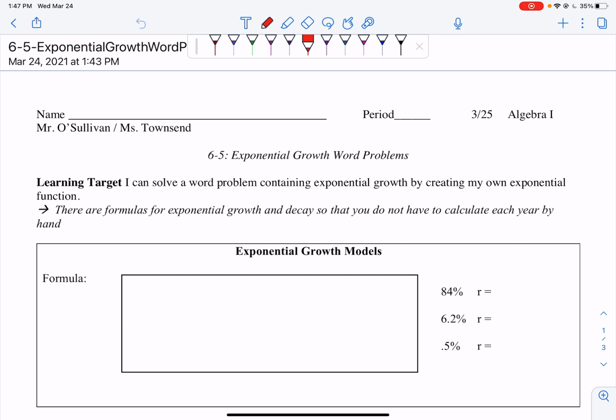So what we're going to be doing today is learning how to write this equation to find out what happens in certain years. We learned about linear functions, now we're going to be learning about exponential functions. There are formulas for exponential growth and decay. Today we're only going to focus on growth. So you do not have to calculate each year by hand. If you have to calculate each year by hand, it's actually very challenging, it's pretty daunting, it's pretty excruciating.